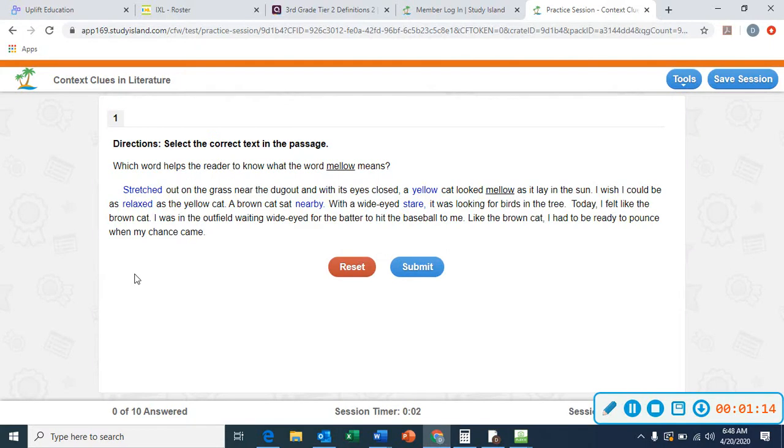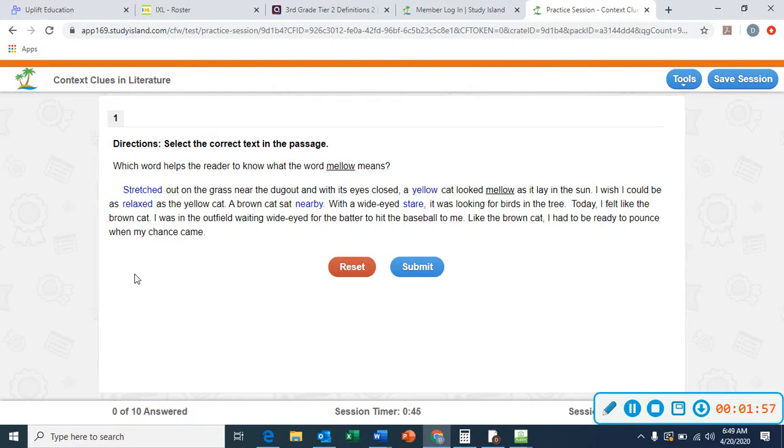Here we go. Select the correct text in the passage. Which word helps the reader to know what the word mellow means? Give you a second to read that paragraph real quick. Remember, as we read, we may come across a word we don't know. Look for the clues in the story. Look for the clues in the sentence. We might have to use the whole paragraph, the sentence before, the sentence after, but we will find a clue for those vocabulary words. Here we go.